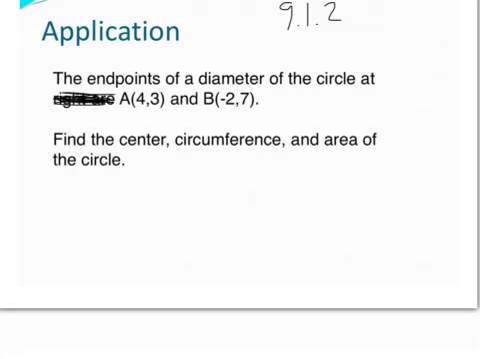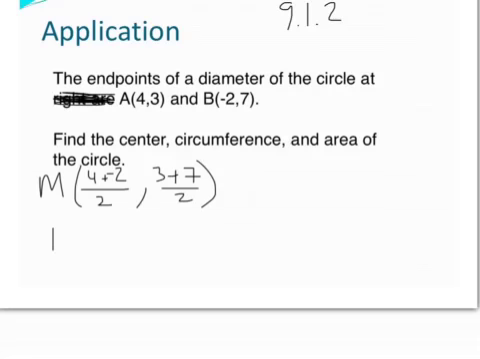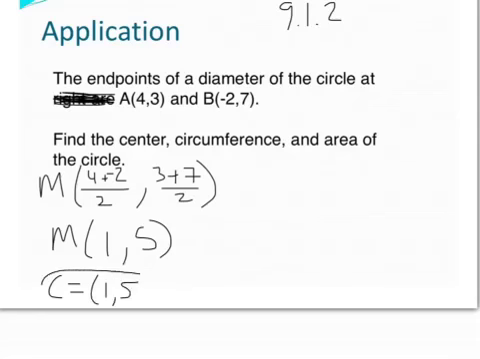We know we need to get the midpoint of those 2 points to find our center. Let's do that. I know that 4 plus negative 2 is 2, 2 over 2 is 1, and 3 plus 7 is 10, 10 over 2 is 5. So that would be my center. My center is at (1, 5). Boom. There's 1/3 of the problem that I have done.